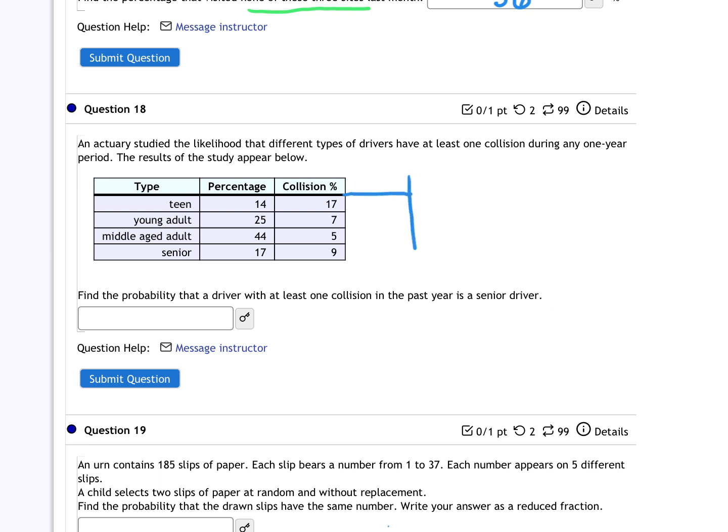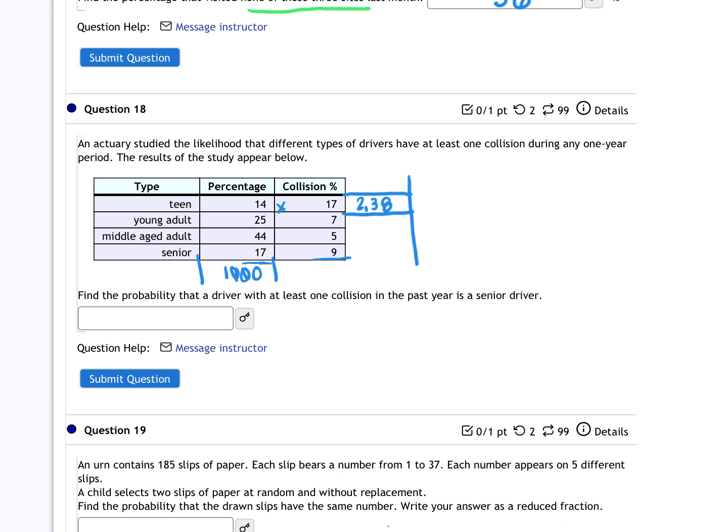If 14% of all the drivers, so this adds up to 100 here, are teen, and 17% of those teens have an accident, then the actual percentage of teens that are having accidents is 2.38. Right? That is 14 times 17.